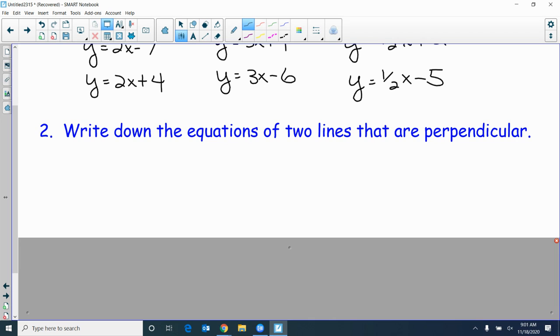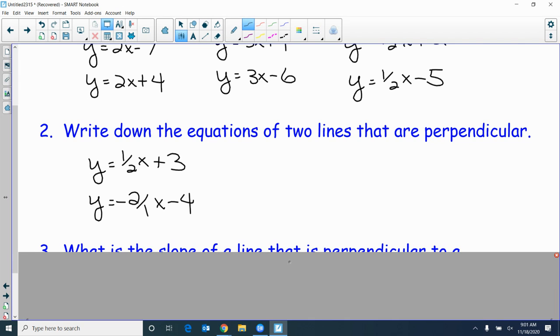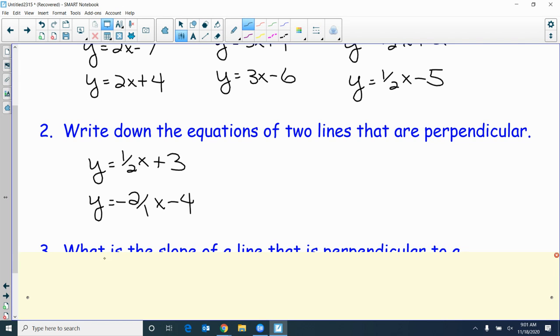All right, Allie, what you got for me? Y equals 1/2 x plus 3, and y equals negative 2 over 1 x minus 4. She's right. Okay, you gotta look at the slopes. One has to be positive, one has to be negative, one has to be the flip of the other. Now, she put -2 over 1, she really just could have said -2. But that's absolutely fine, I know what you're doing.